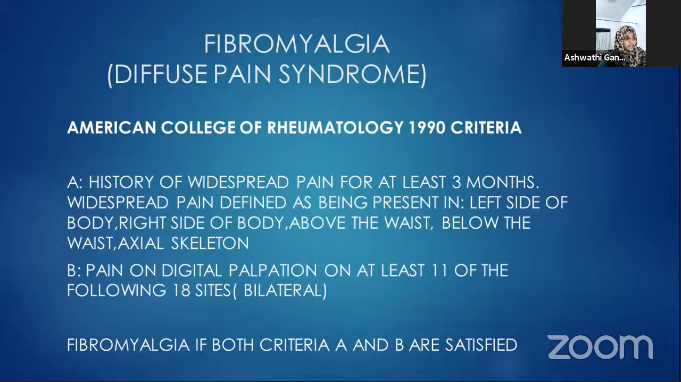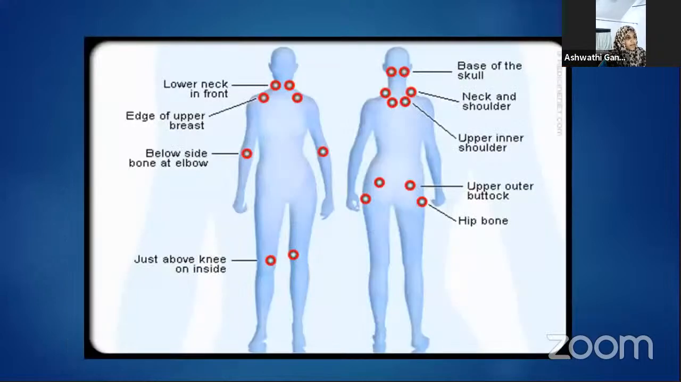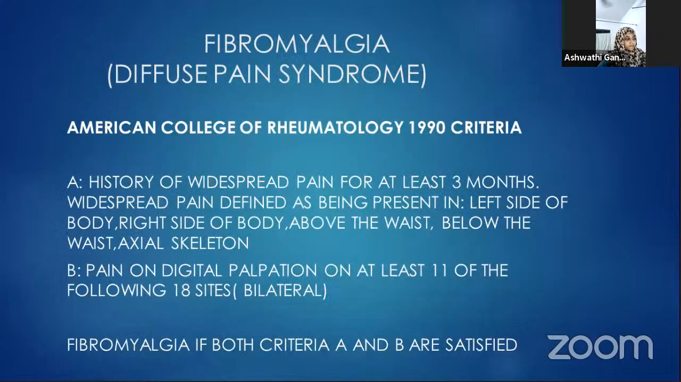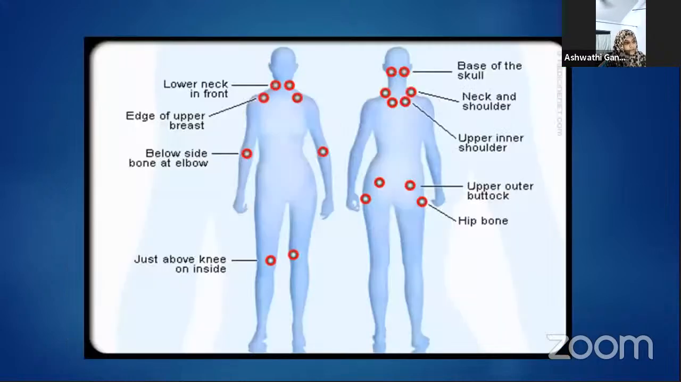Usually females are 7 to 9 times more affected than men, and there will be a history of widespread pain for at least 3 months. Widespread pain is defined as being present bilaterally, above the waist, below the waist, and in the axial skeleton. That is the first point. Then on examination, there will be pain on digital palpation. The pressure of digital palpation is just sufficient to cause nail bed blanching. So pain on digital palpation on at least 11 of the 18 described points.